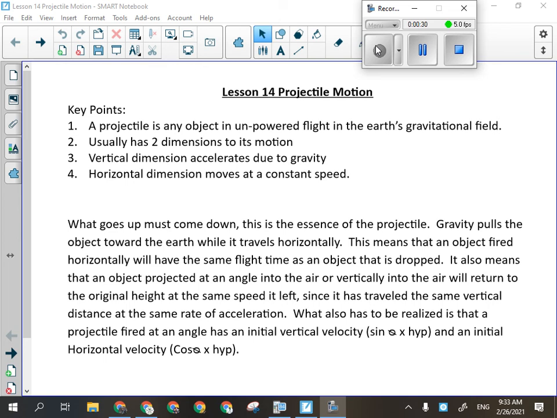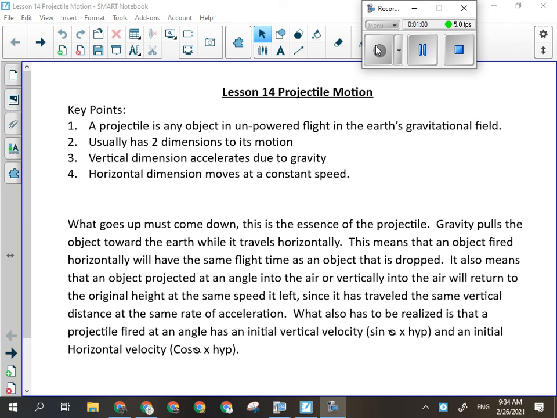So a projectile, very simply, is any object that's essentially flying through the air but is not powered. So a plane is not a projectile. A rocket is not a projectile. Anything that can power its flight is not a projectile.